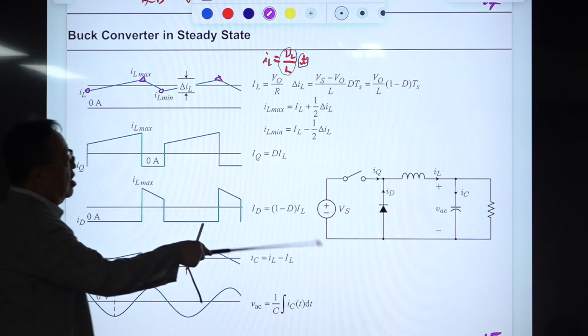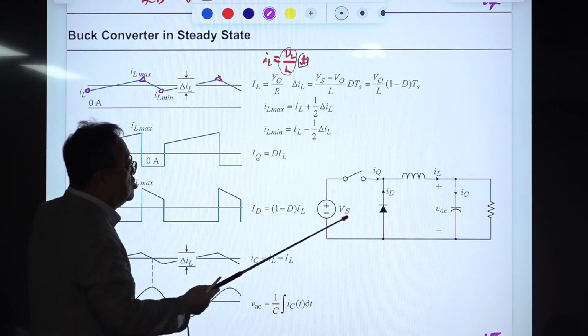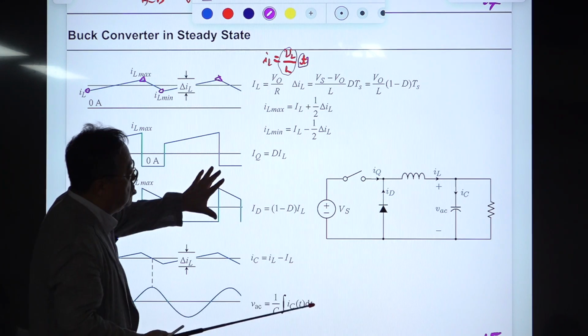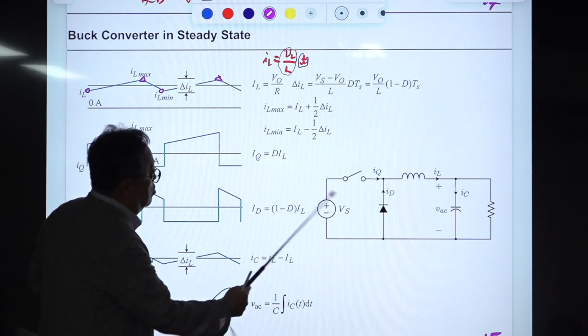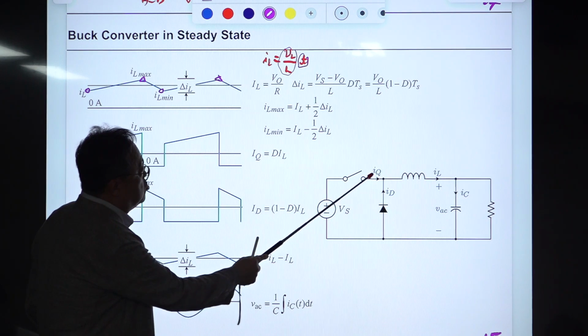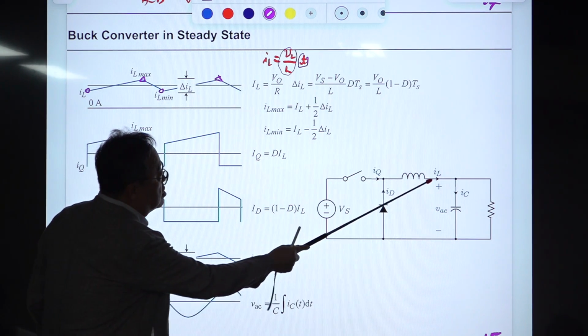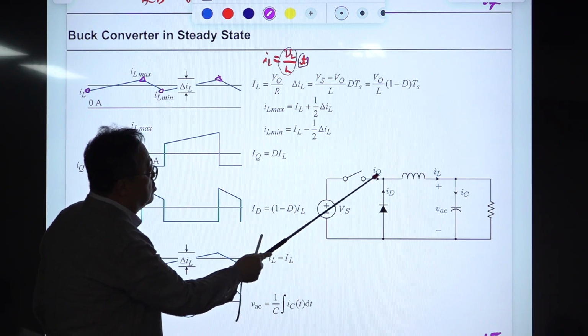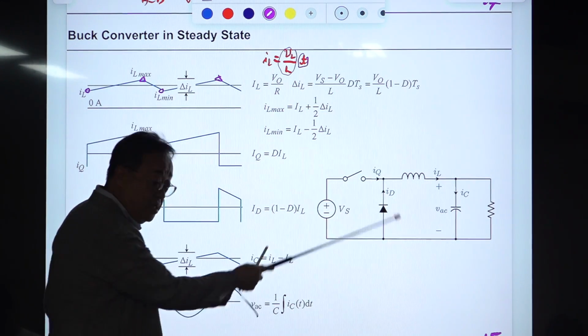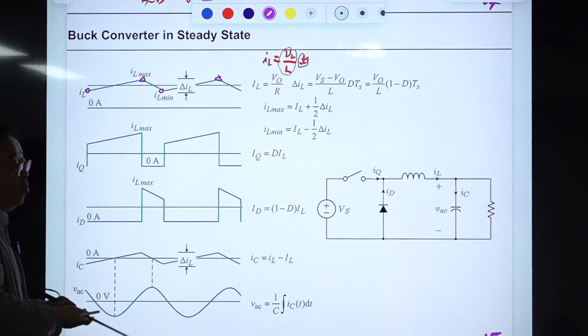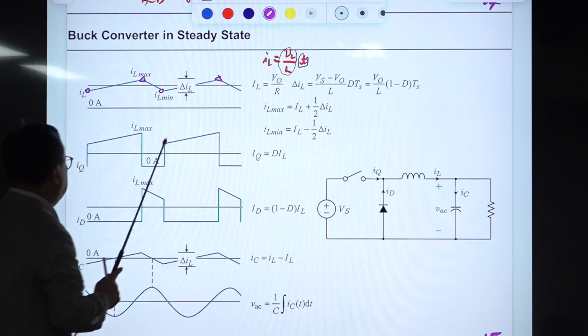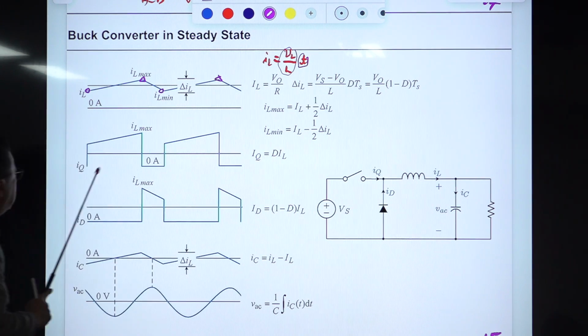And this is the circuit diagram of the buck converter. I drew the previous one to illustrate this waveform. IQ is the switch current, ID is the diode current, and IL is the inductor current. So the inductor current is IQ plus ID. At different times, during the on-time period, IL is the same as IQ. So during this on-time period, this current is the same as this. There is 0 here.